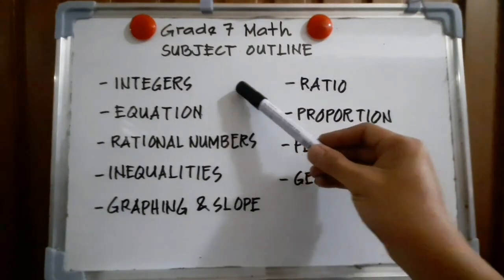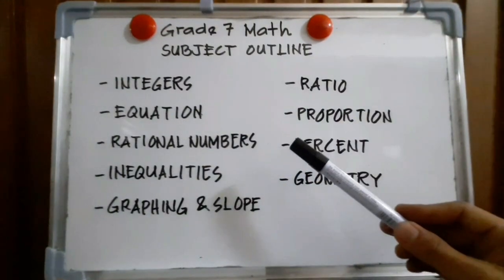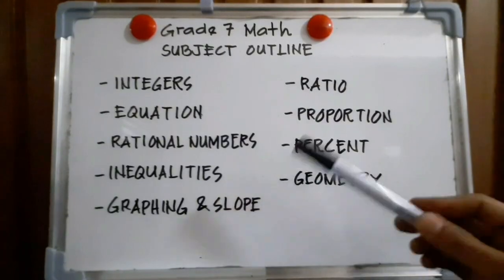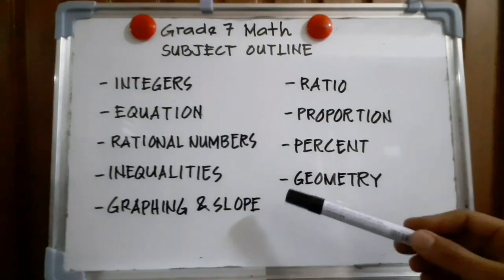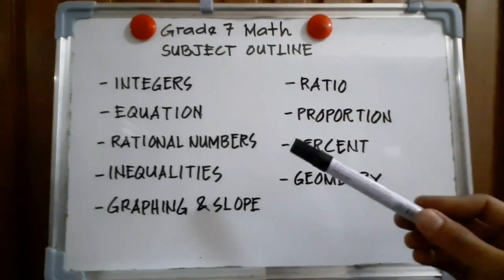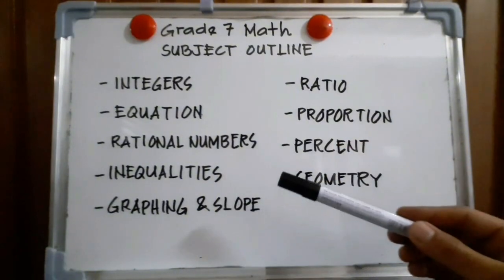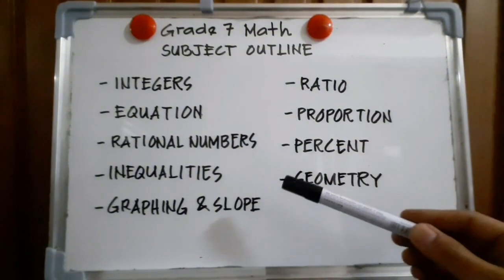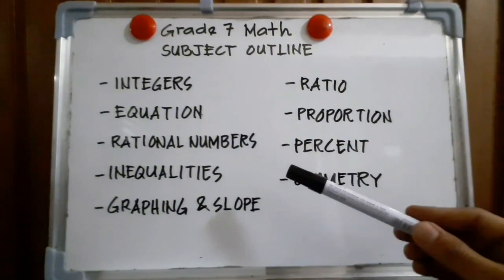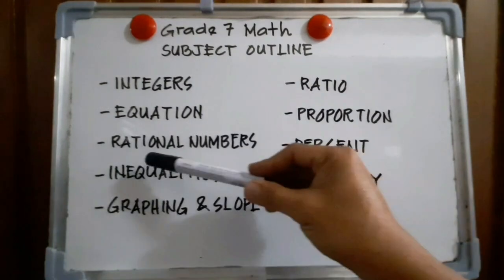First, we have integers. In integers, we'll be discussing addition, subtraction, multiplication, and division of signed numbers. And in equation, we'll be discussing simple equation, one unknown. Okay? Then we have rational numbers.